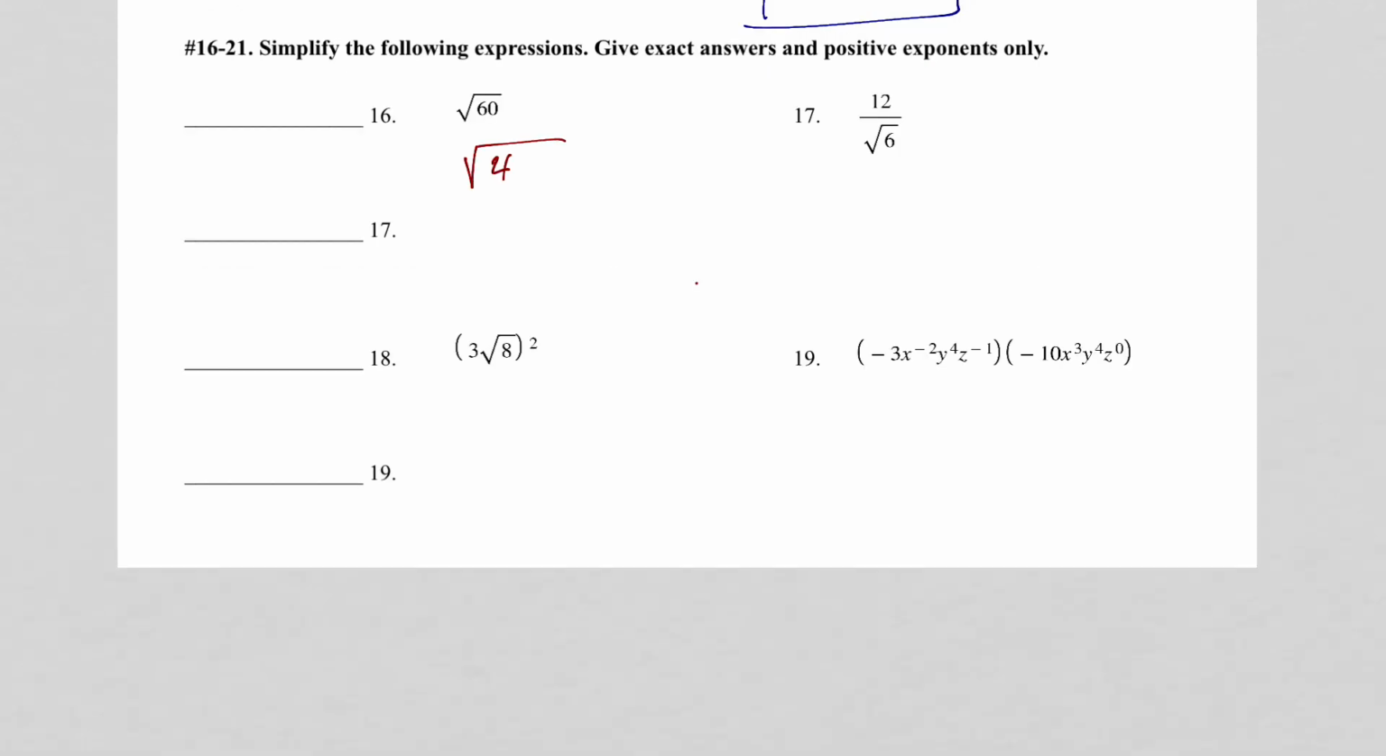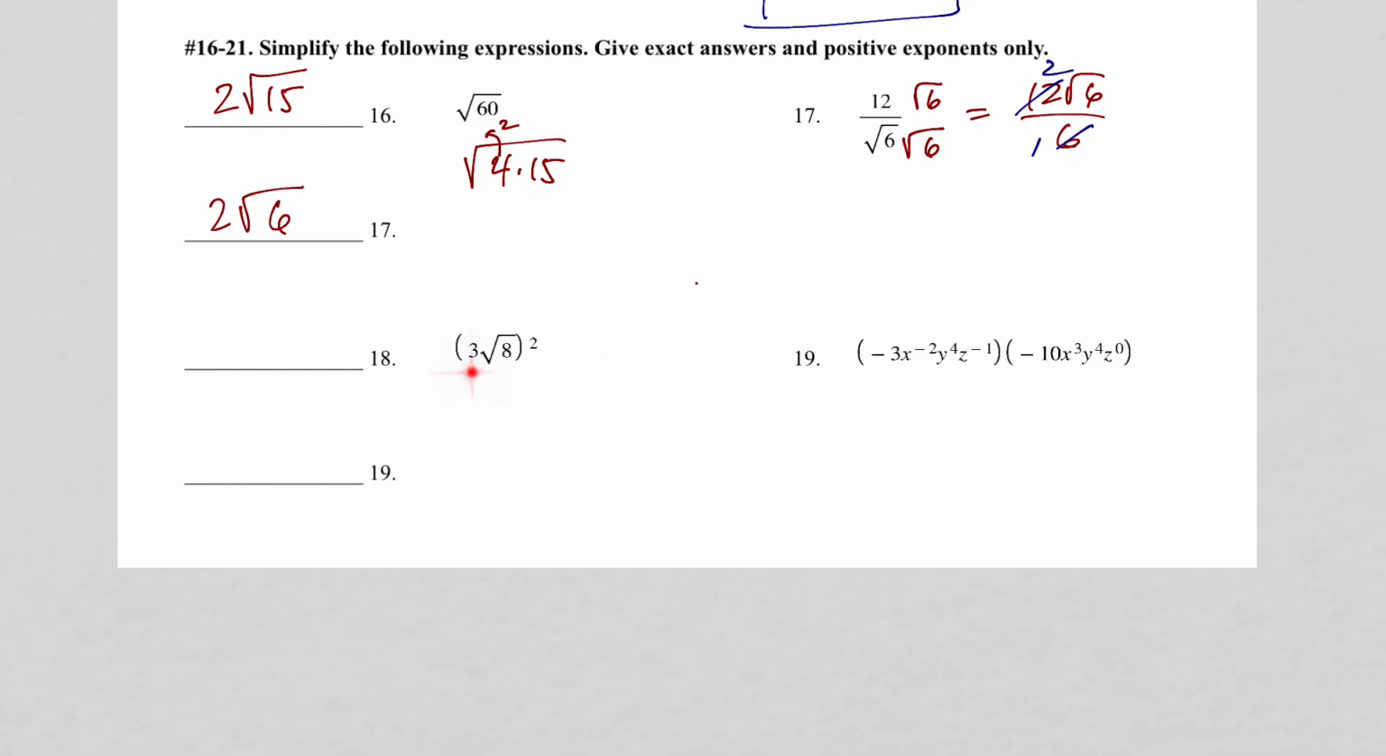60 is 4 times 15. Take this out and we get 2, so this is 2 root 15. This is unsimplified because we have a radical in the denominator. So I'm going to simplify it by multiplying by root 6 over root 6, and we get 12 root 6 over 6, which then this cancels. 6 goes into 6 once and this twice, so we end up with 2 root 6.